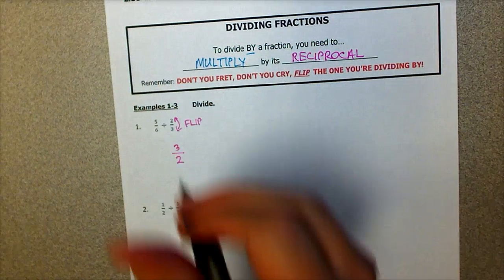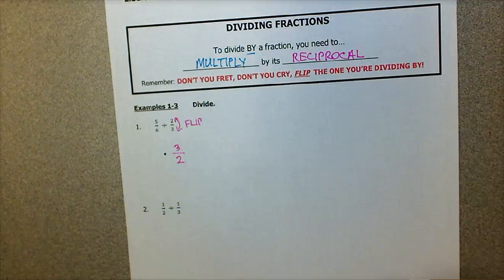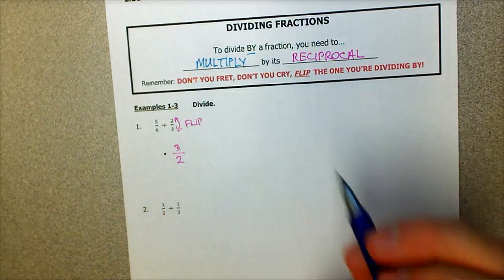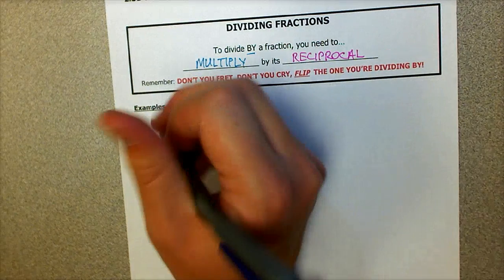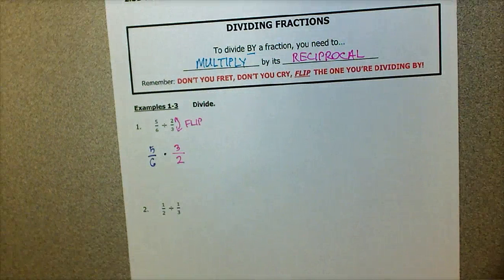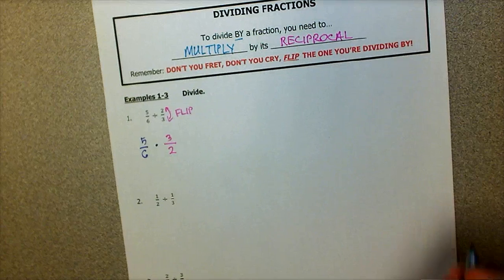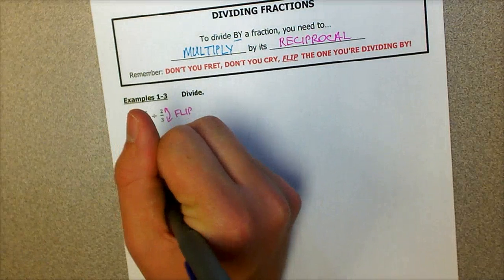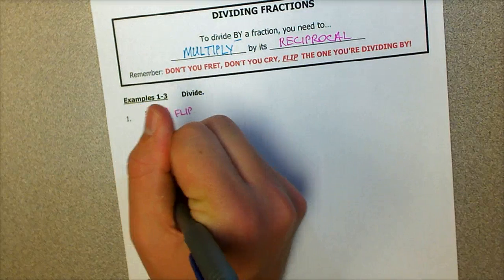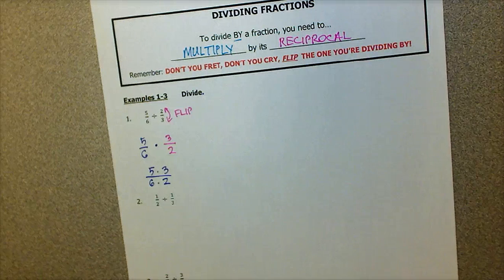Your division sign, again, changes to multiplication when you do your flip. The first fraction, though, 5/6, that stays the same. So don't try to flip your first fraction. It stays 5/6. So now we have the multiplication problem, 5/6 times 3/2. We're going to multiply our 5 times 3 together, our numerators, and then our 6 times 2 together, our denominators.